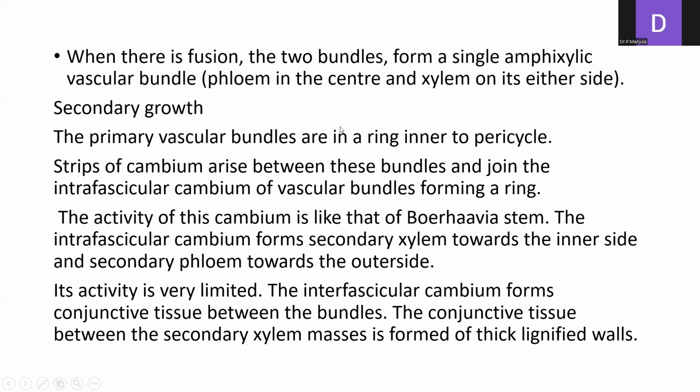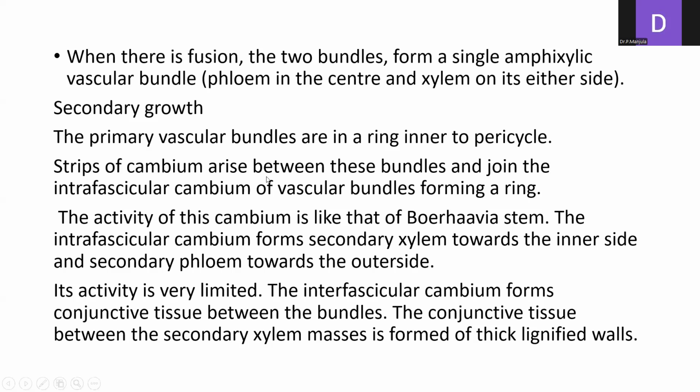So this is the normal structure of the Echinanthus, normally a dicot stem. But here the special character is the presence of the secondary, that is medullary, vascular bundles. During secondary growth, the primary vascular bundles are in a ring inner to the pericycle. Strips of cambium arise between them. So during secondary growth, what happens? The cambial ring formation takes place.